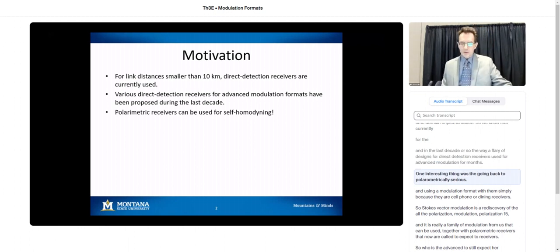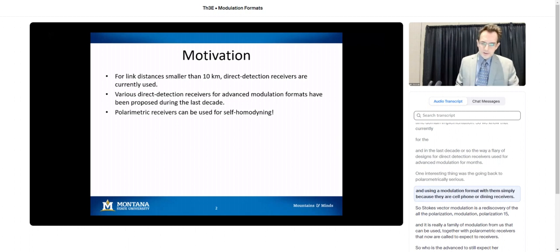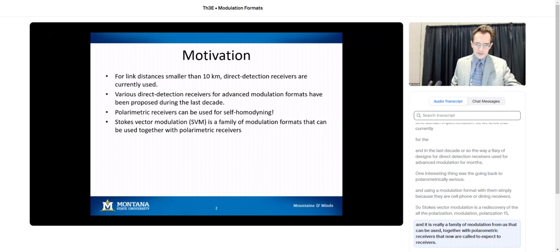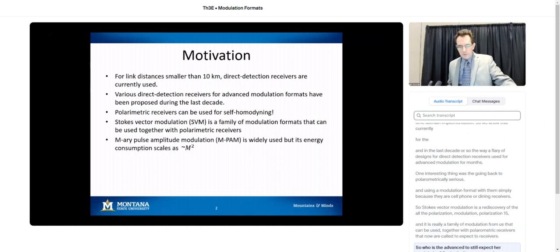One interesting thing was going back to polarimetric receivers and using modulation formats with them simply because they are self-homodyning receivers. So Stokes vector modulation is a rediscovery of the old polarization modulation, polarization shift keying, and it is really a family of modulation formats that can be used together with polarimetric receivers that now are called Stokes vector receivers. So what is the advantage of Stokes vector modulation?